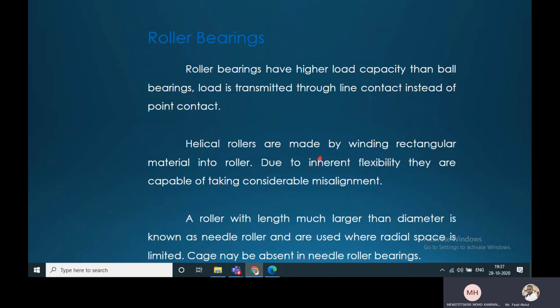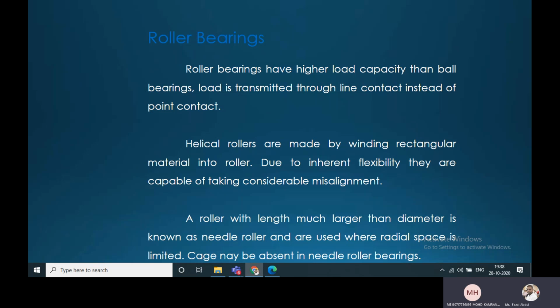Roller bearings. As I said just now, a roller bearing is nothing but using rollers instead of balls. What is the use of roller bearings? Whenever high capacity loads are there in general life applications, we can apply the roller bearing.